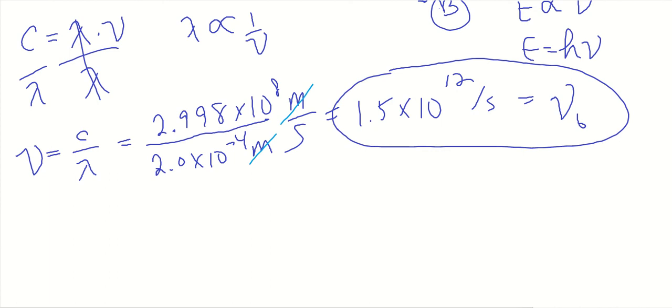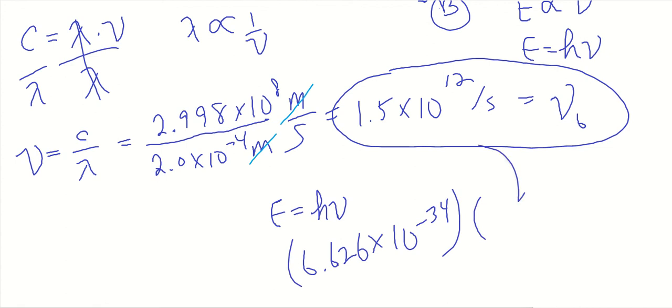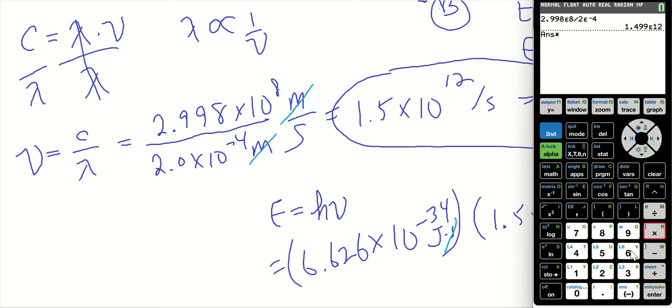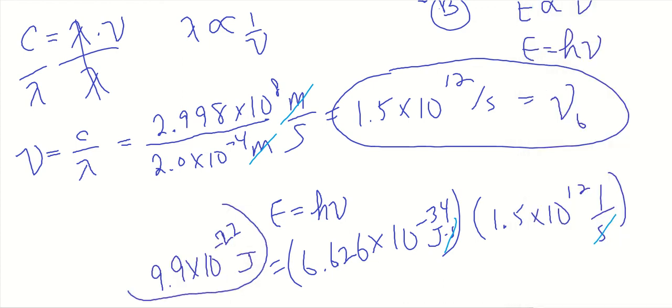So now we can use this one here. Energy is equal to Planck's constant times frequency. That's going to be Planck's constant 6.626 times 10 to the negative 34 times the frequency. Planck's constant is joules seconds. Seconds cancel out. Left with joules. Go back to our calculator. Times Planck's constant 6.626 times 10 to the negative 34, 9.9 times 10 to the negative 22 joules.